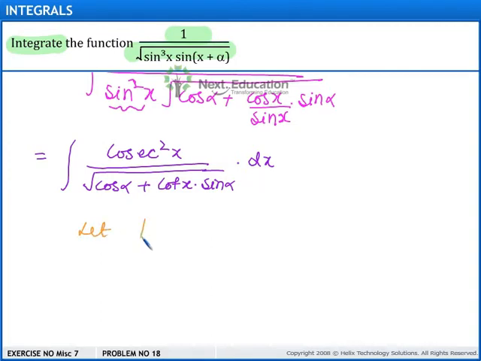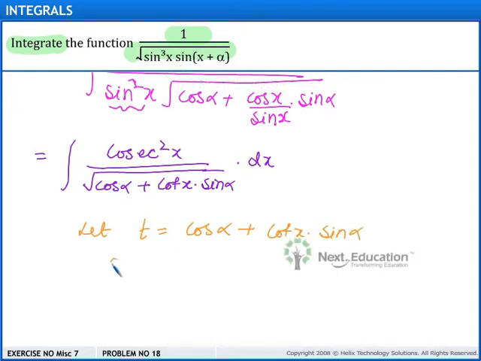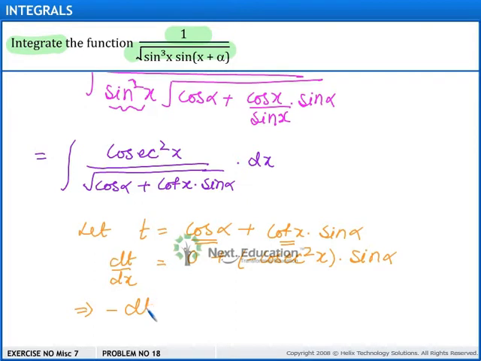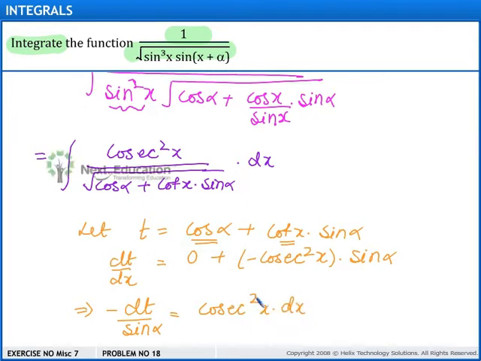Now let us suppose that t is equal to cos alpha plus cot x into sine alpha. On differentiating both sides with respect to x, we have on the left hand side dt upon dx. This term being the constant becomes 0, plus differentiating cot x with respect to x gives minus of cosec square x into sine alpha. This implies that minus of dt upon sine alpha is equal to cosec square x into dx.